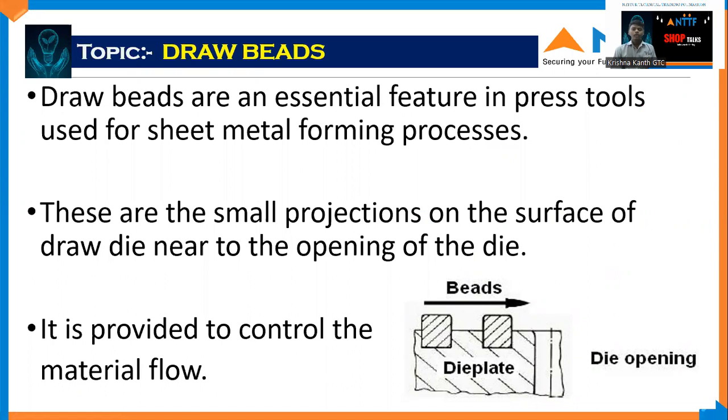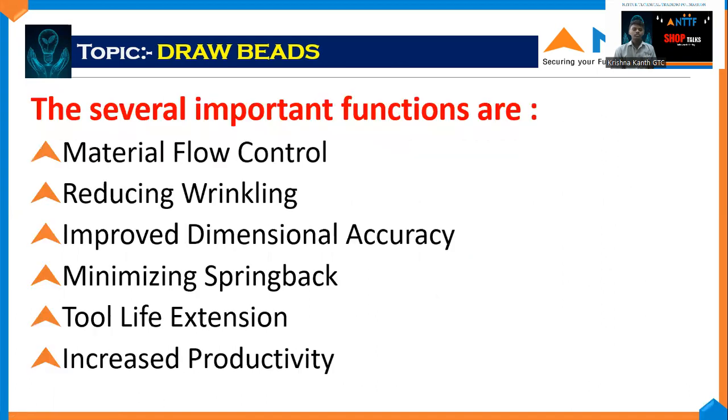How we can find drawbits on the die plate? A small projection is presented around the die near to the opening of the die. Here you can observe the die plate, and the die plate consists of projections in the square shape. Those are called drawbits, and the arrow indicates die opening. The main function of the drawbits is to control the material flow during forming or drawing operation.